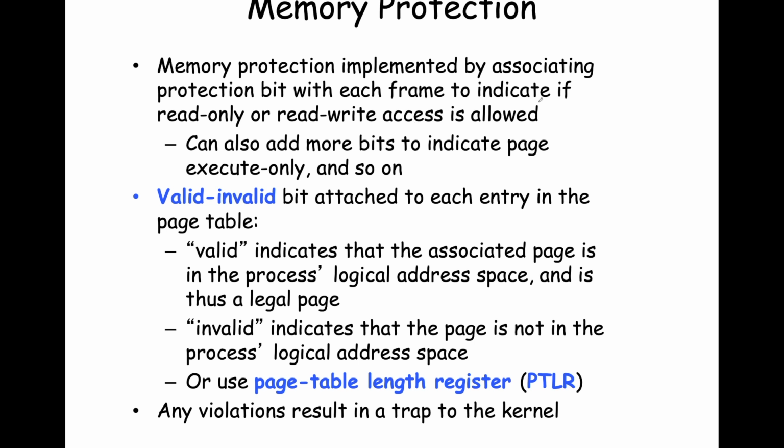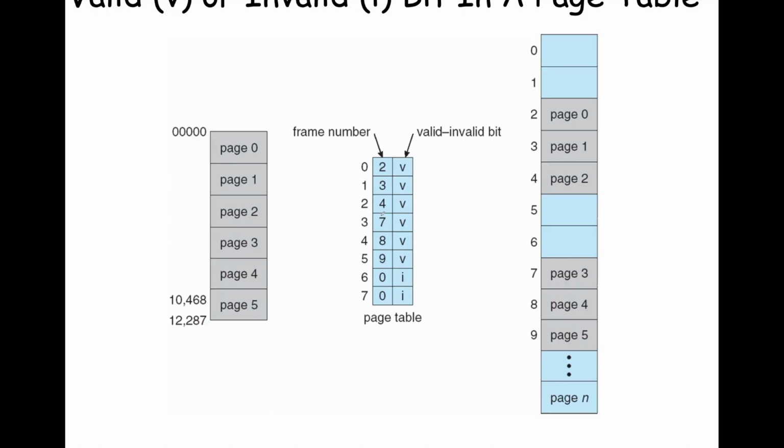And so in memory protection, you have a bit that is associated with each frame, and this bit enforces whether or not you can read or read and write access the memory and instructions associated with that particular frame. There's also a valid-invalid bit, and this indicates whether or not the page is in the process's logical address space. Has it been loaded? Is it a legal page? And this is implemented as a page table register, and this bit enforces these protections and mechanisms.